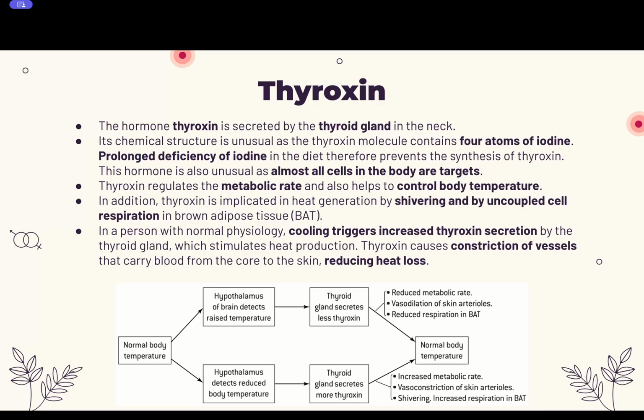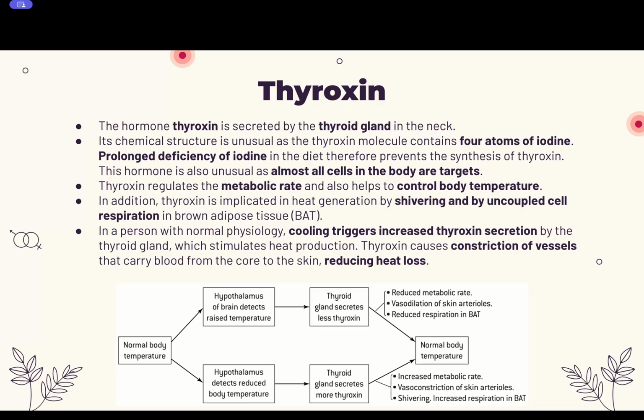So if you're at a normal body temperature and there's a raised temperature in the surroundings, your hypothalamus in your brain will detect this raised temperature around you. Your thyroid gland will secrete less thyroxine, which means that there will be a reduced overall metabolic rate. There will be vasodilation, which means that more heat can be dispersed. And then there's reduced respiration in brown adipose tissue. All of these processes will basically lower the body temperature back down to a normal body temperature.